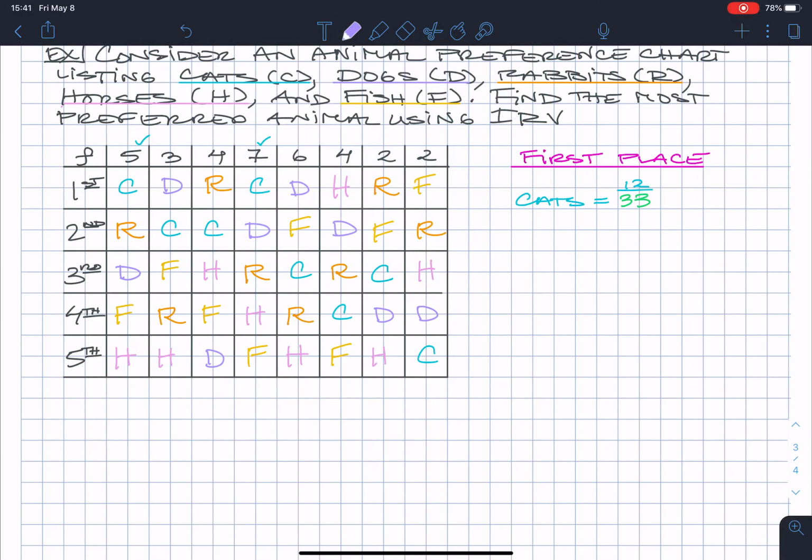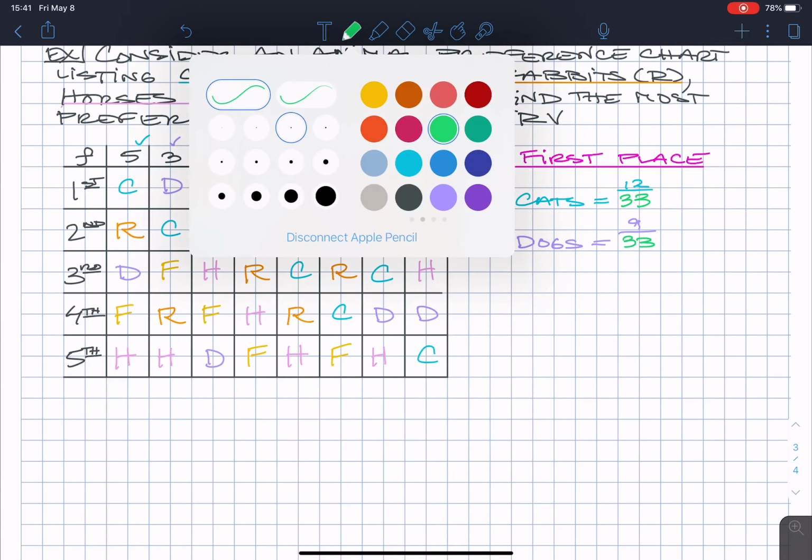The next one is dogs, and that's a frequency of 3 plus 6 is 9. So that's 9 out of 33. Then let's do rabbits.